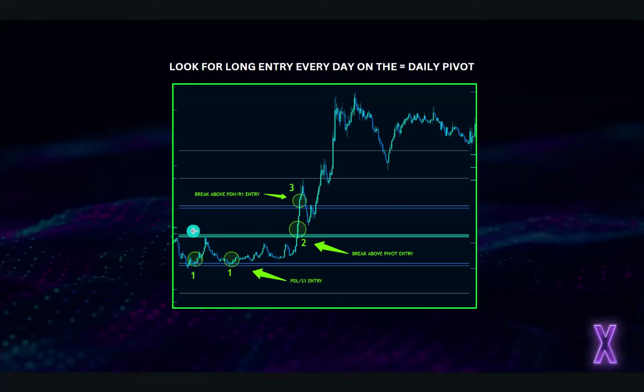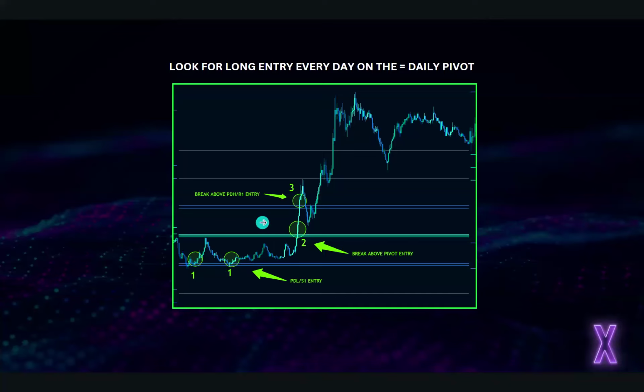It came up and it just touched the pivot. So, I mean, you could have exited at that point if you were a super scalper, but then it came down for another entry at the low of the daily range. So we would have got two entries on this day. Then price came up, broke above the pivot.